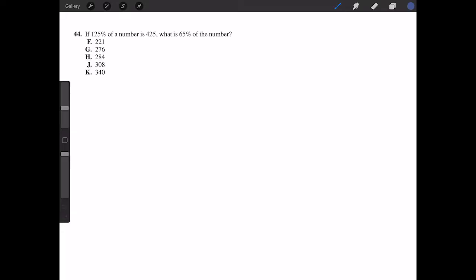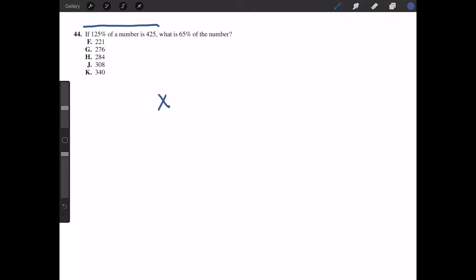For problem 44, it reads, if 125% of a number is 425, what is 65% of that number? Okay, so let's figure this out. We have a number, let's call it x. If we take 125% of that number x, we know we'll get 425. That's what this is saying.